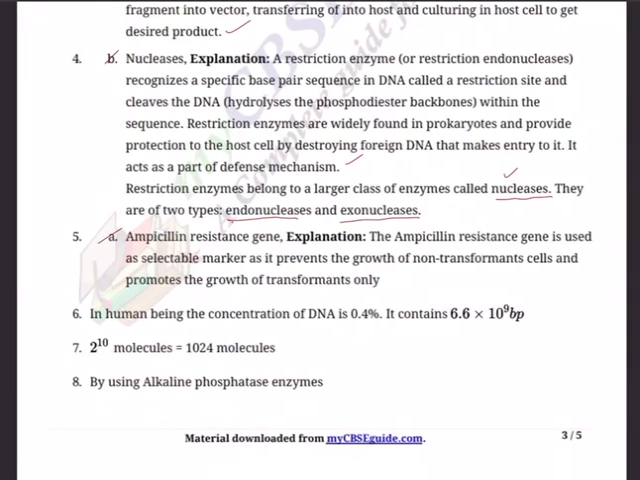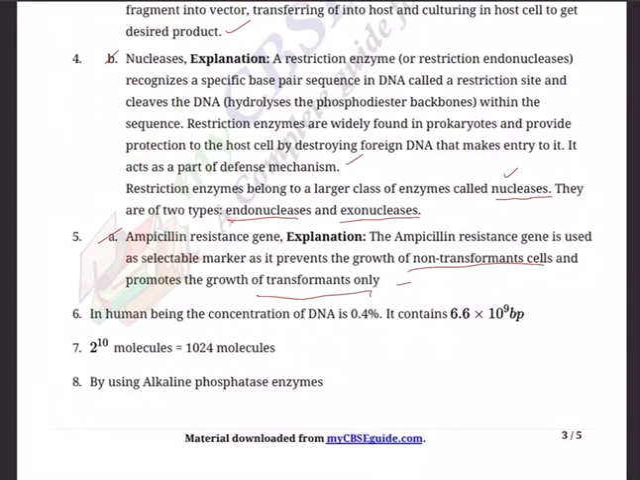Question number 5, A. Ampicillin resistance gene. The ampicillin resistance gene is used as selectable marker as it prevents the growth of non-transformant cells and promotes the growth of transformants only. Now here the clue for you is you must know basically what is a transformant and what is a non-transformant.